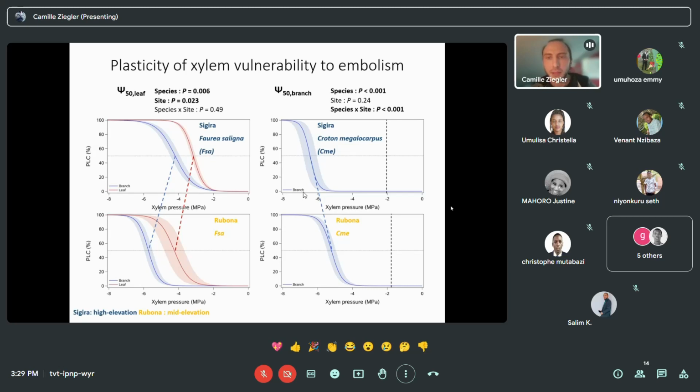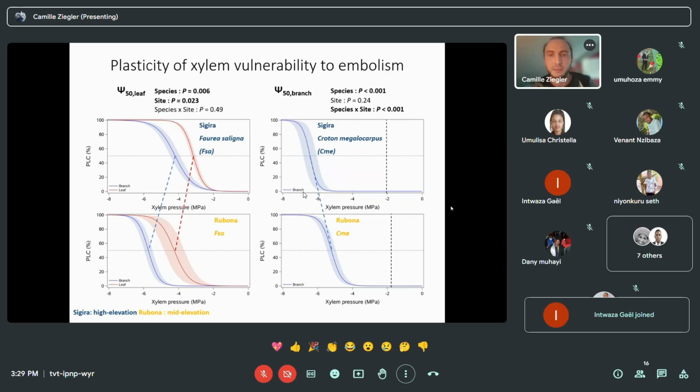And finally, on the right panels for Croton, which is the only, let's say, lower altitude species, there's only one curve for the branch, because I couldn't measure leaves, because they were a bit too thick and hairy. But what's special here is that you see also a shift in the vulnerability curve, but in the other way compared to other species. So here at lower elevation, where it's hotter and drier, Croton branches are actually more vulnerable to embolism. So I'm not sure why this is. It doesn't make sense intuitively.